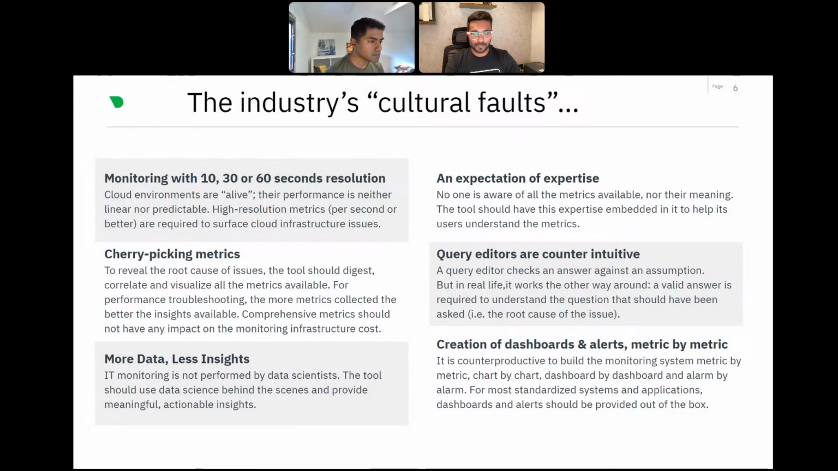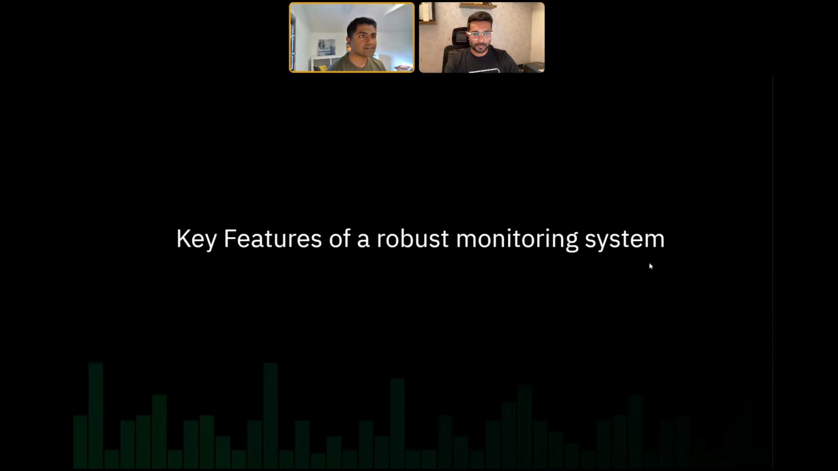So these collectively are what we like to call the cultural faults of the monitoring industry. And now we're going to talk about what the key features of a robust monitoring system, an ideal monitoring system, should be. And I'm going to hand it over to Satya again.